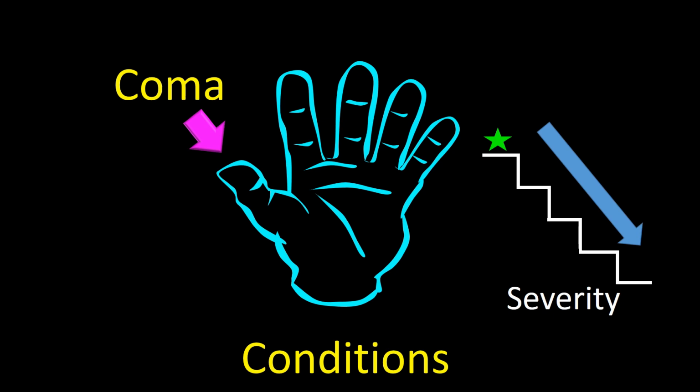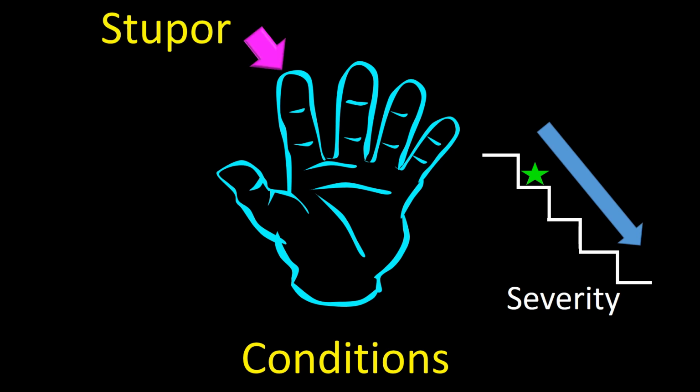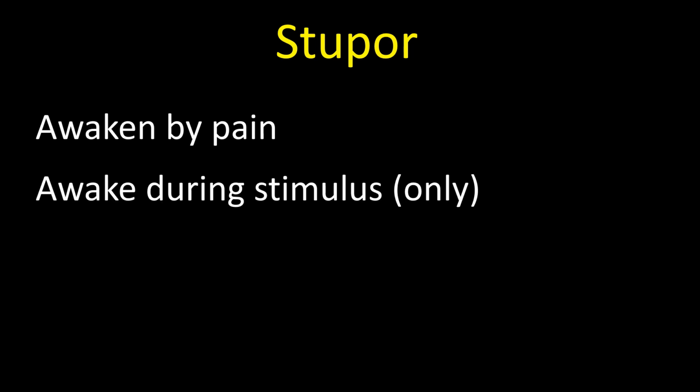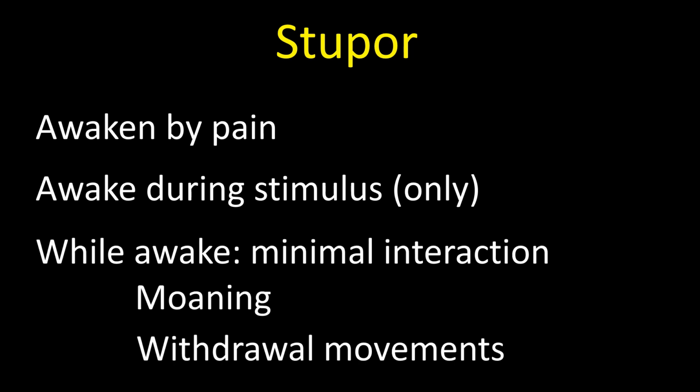After coma, the second condition in decreased severity is stupor. A patient with stupor is awakened by pain. The awake period lasts as long as the stimulus is being applied. And while awake, the interaction is minimal, usually limited to moaning and occasionally to withdrawal movements. Stupor often precedes coma.